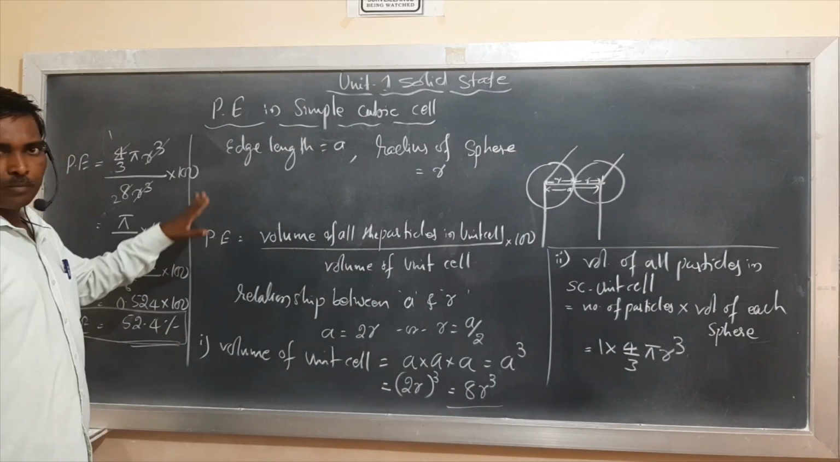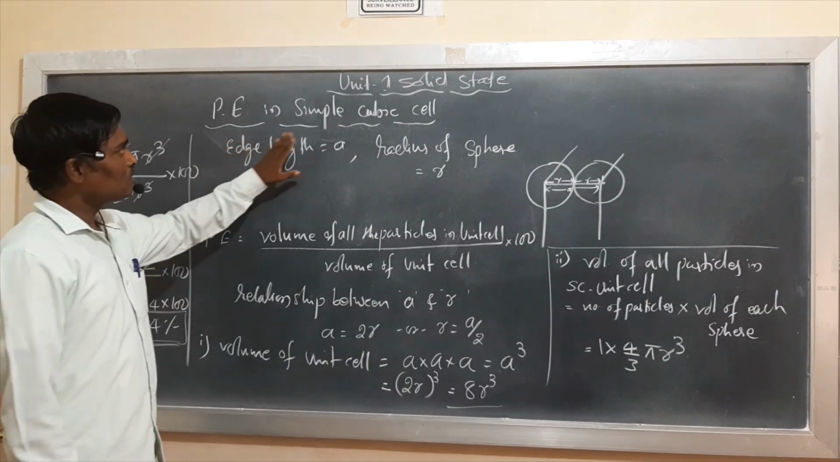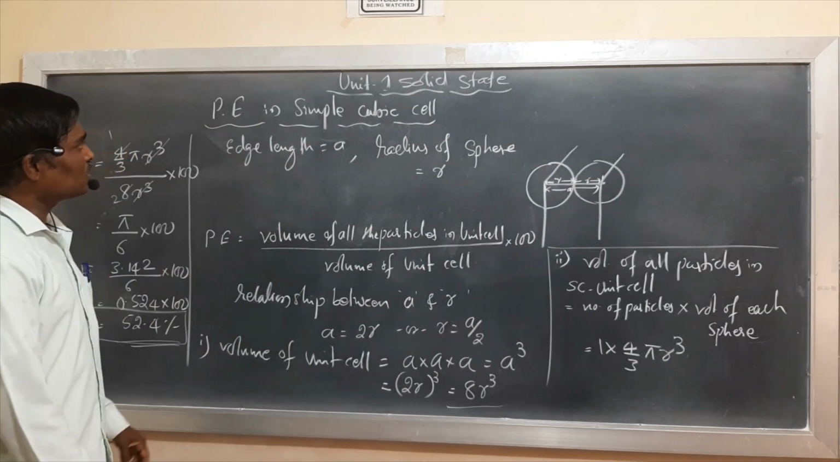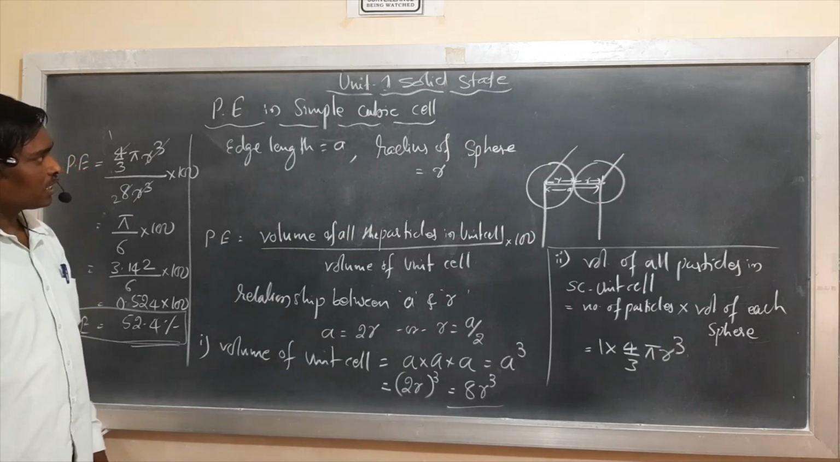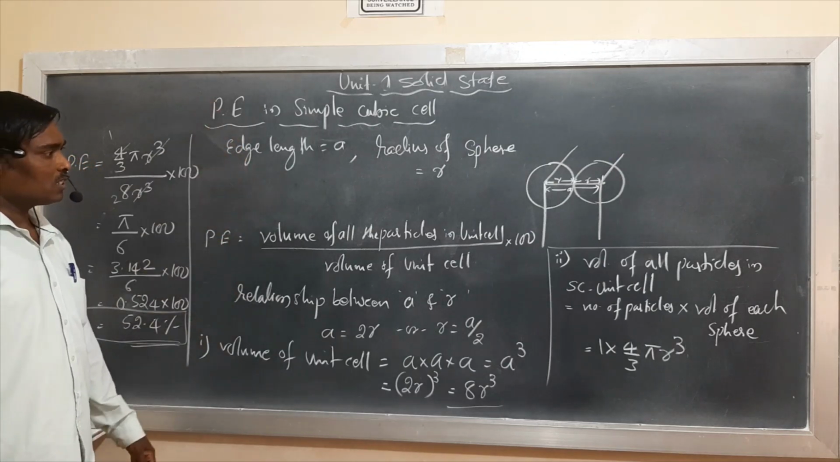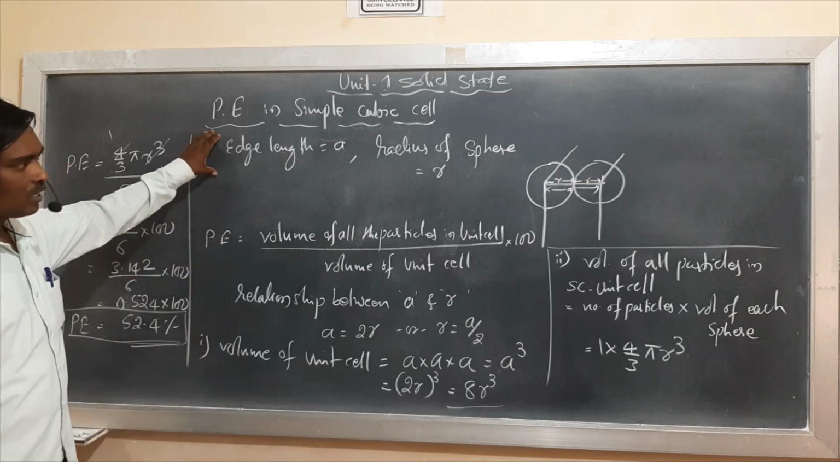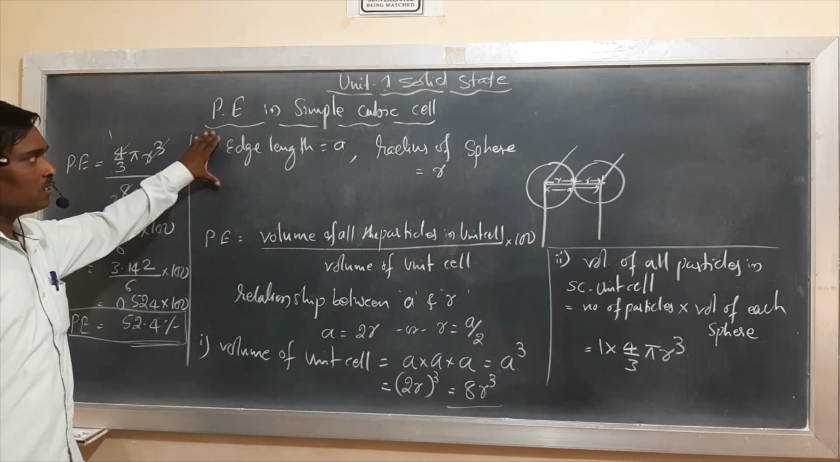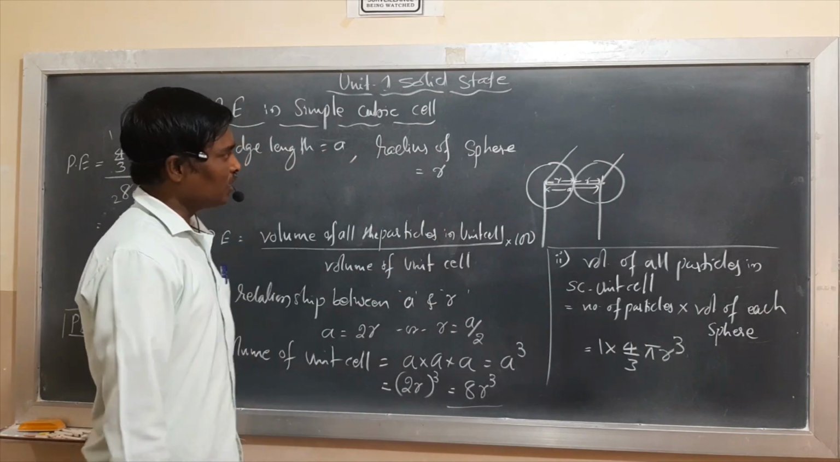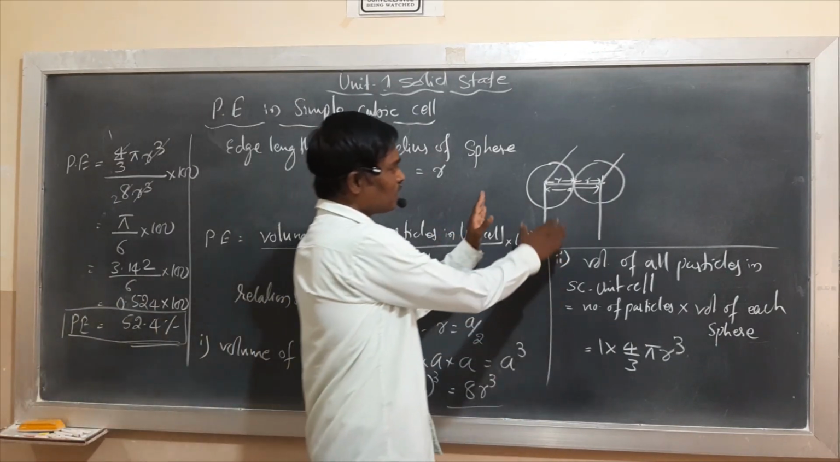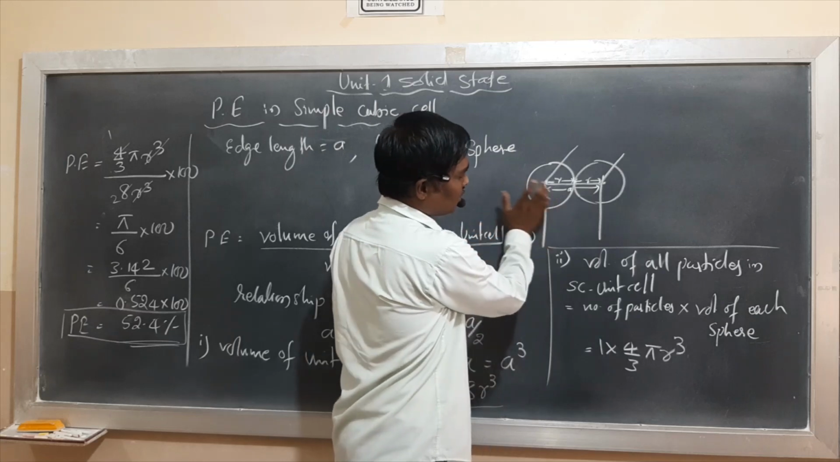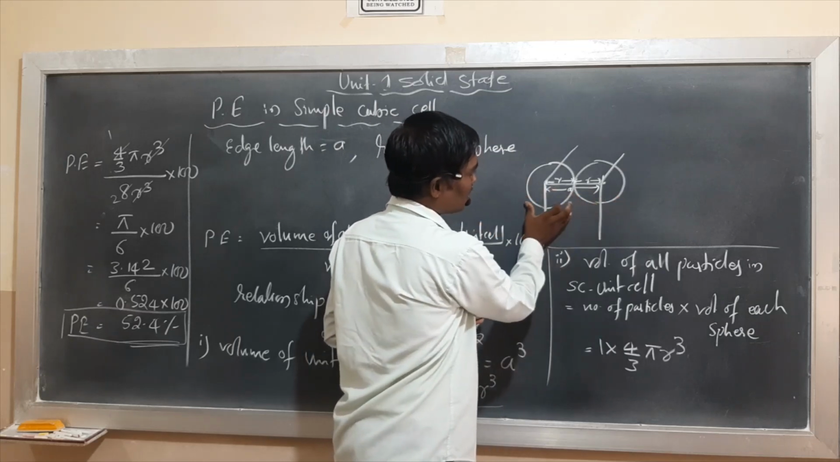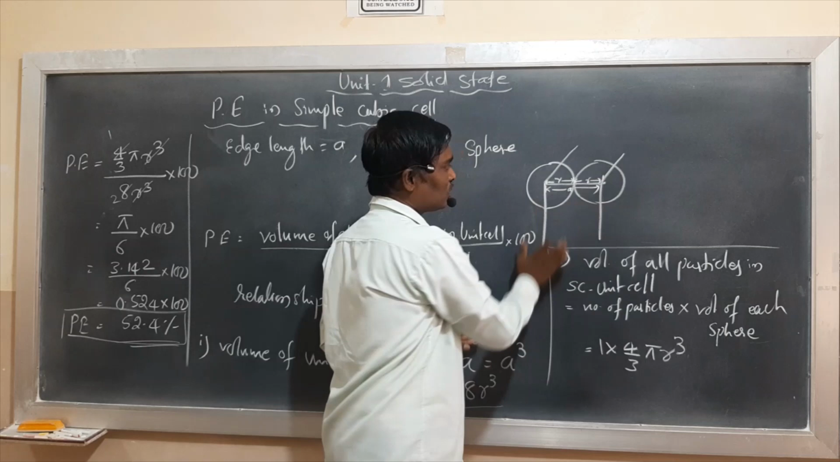Okay, students, let me repeat the steps in calculating packing efficiency in simple cubic unit cell. While calculating the packing efficiency, the steps are: first you have to define the edge length and the radius of a sphere as a and r respectively. Then you draw a simple cube, you have to show that there are two corner spheres, they are in touch with each other, and define here r as radius of sphere and edge length as a. Then write the formula to calculate the packing efficiency.